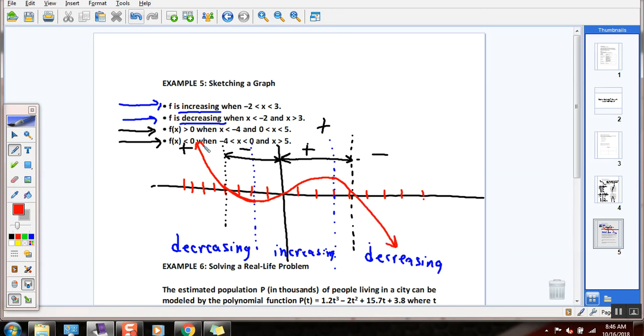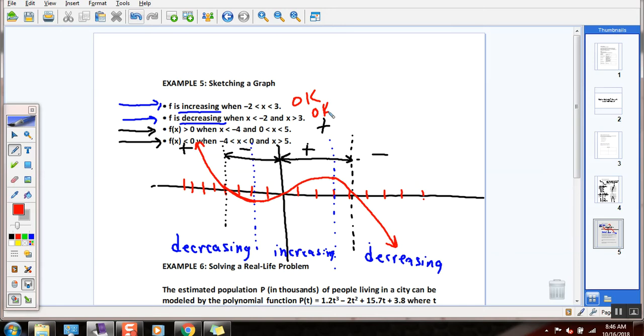Okay, let's see if we've satisfied all these conditions here. Let me ask a question. Between -2 and +3, the blue line's right here, is your graph increasing? We're good there. Less than -2, that's the blue dotted line. Less than -2, is this graph decreasing? Yep. And past 3, right of 3, are we decreasing? Past this blue dotted line, we're okay here, right?